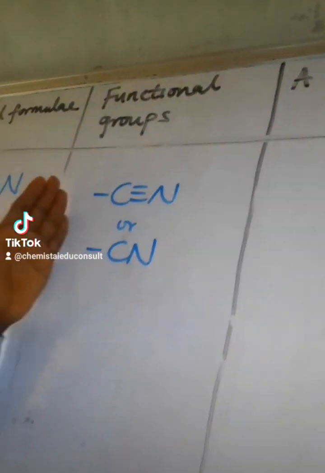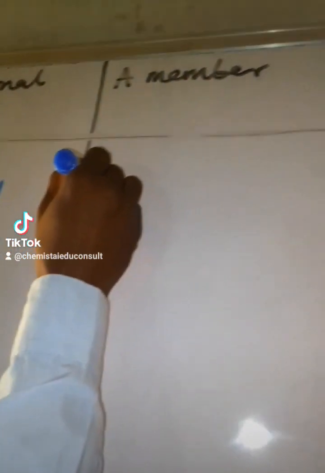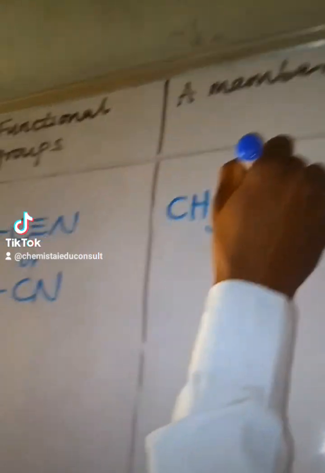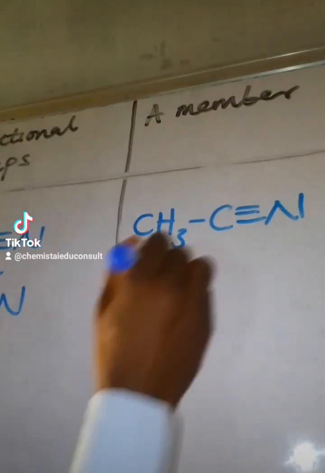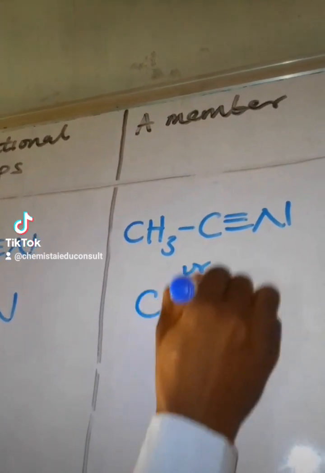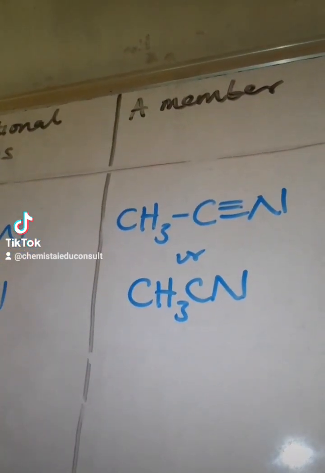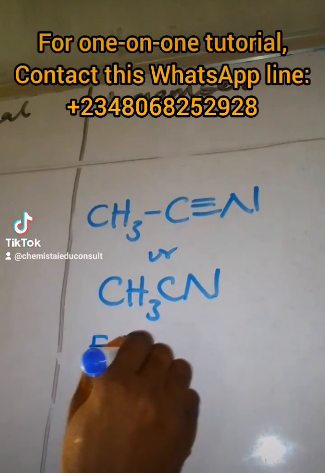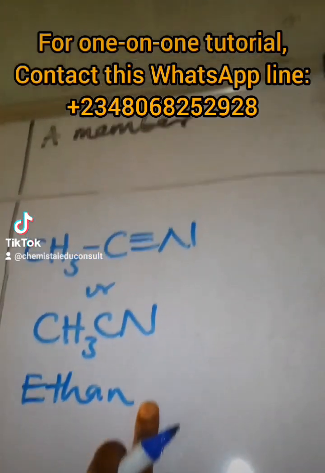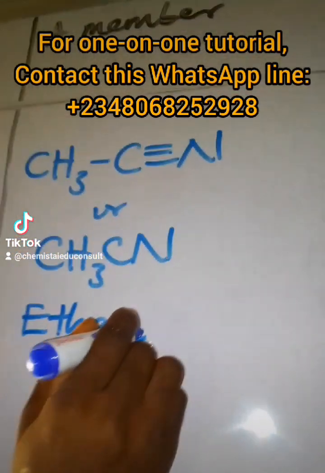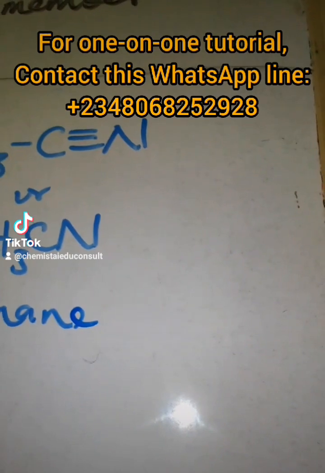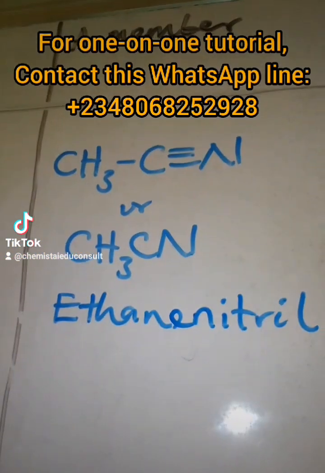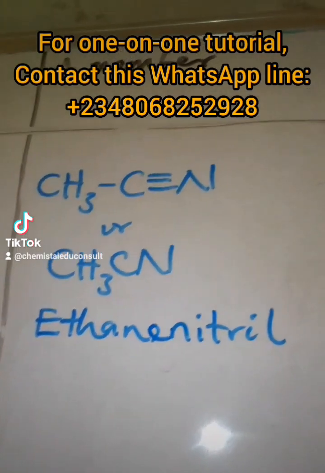Now, can we create a member? Yes, we can, by putting any alkyl group, let's say CH3, and attaching it to the cyanide functional group. Or you write it like this, CH3CN. You can see there are two carbon atoms actually. So ethane for two carbon atoms, but this is not ethane. You remove E and put what? Ethane. Okay, no need of removing E, it's ethane nitrile. The nitrile is the name.